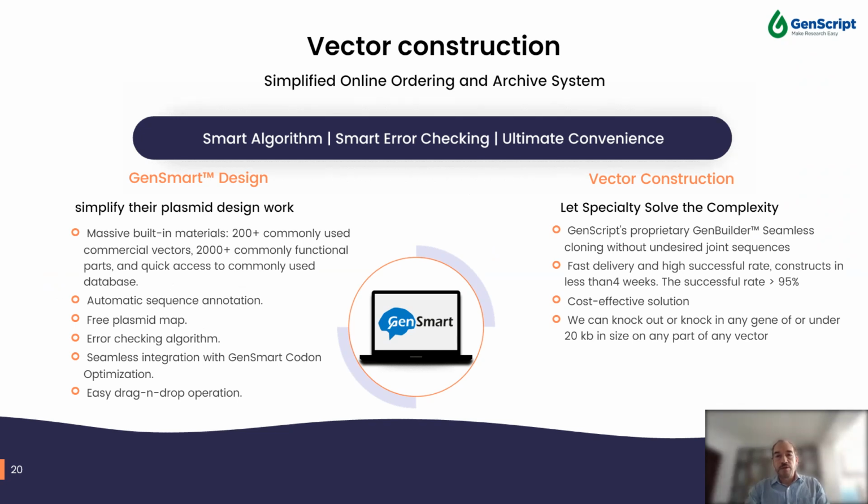Vector construction: we can construct any vector. We have over 200 commonly used plasmids that are available that you can use and customize. We have over 2,000 commonly used functional parts, and we offer quick access to commonly used databases. And we perform automatic sequence annotation, free plasmid mapping, error screening algorithms, and it's an easy drag and drop interface. We basically can solve the vector construction complexity by making it very simple and easy with ordering from GenScript.